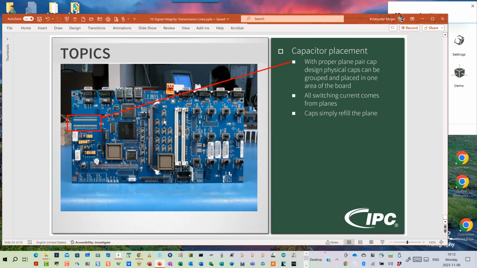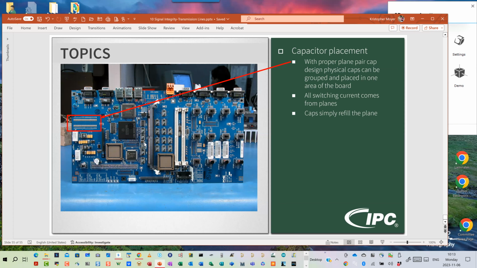That's kind of a myth, because your concern is that the charge is going in here and has to get over to here, but charge is charge. It's everywhere at the same time. If you're at all concerned, it's not going to hurt. The point I'm making is that the physical caps only refill the plane. If you're concerned and you have the room, fine, put them here. But it's also okay to not put them here.